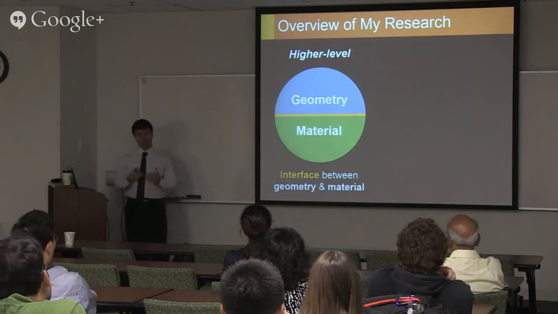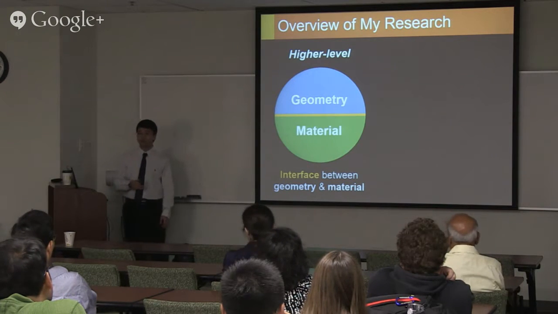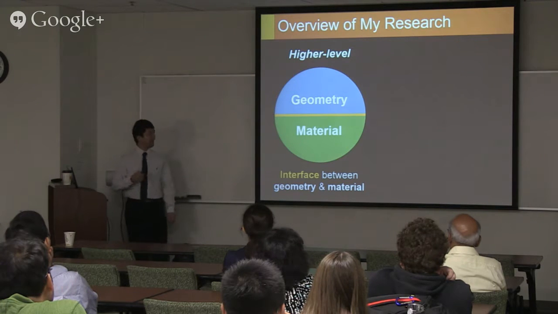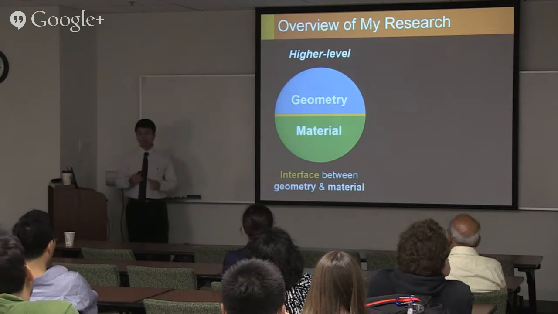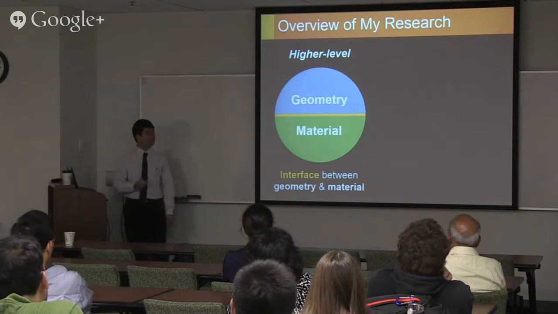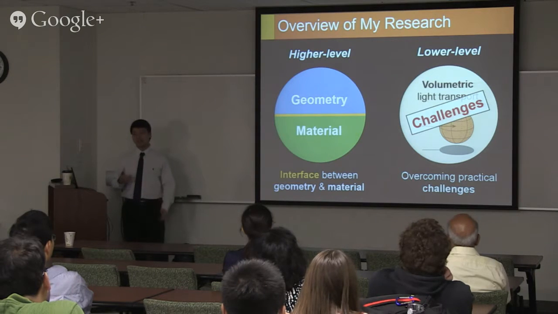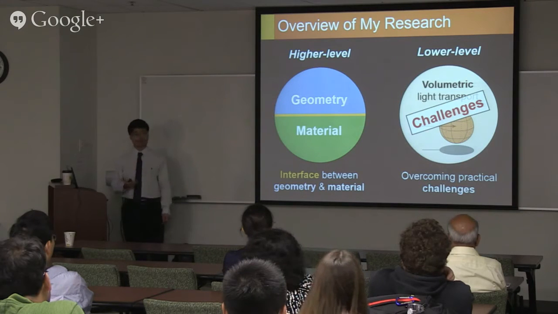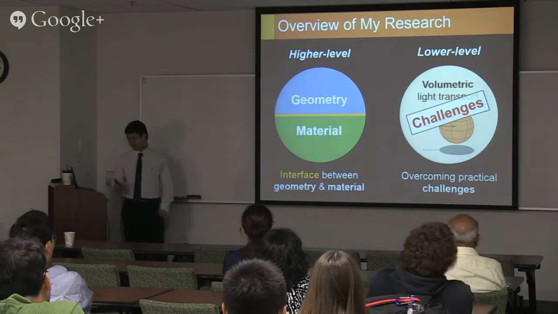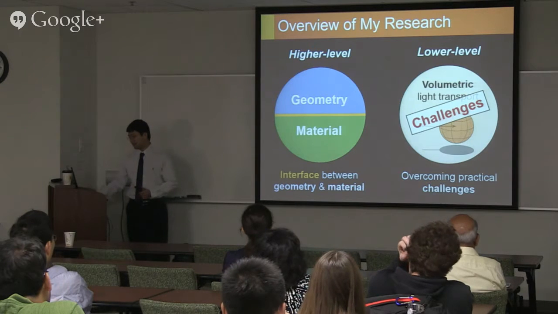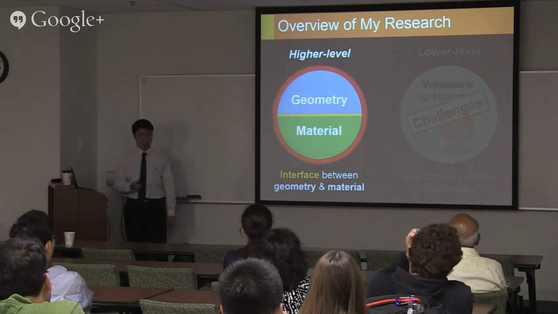So now we know roughly how the volumetric light transport works. Let me tell you more about my research. At a higher level, my research looked at the problem of where to put the interface between geometry and material. I will explain exactly what this means in the next slide. And at a lower level, my research tackled some practical challenges that had limited the use of the volumetric approach in computer graphics. So let's start with the high-level story.